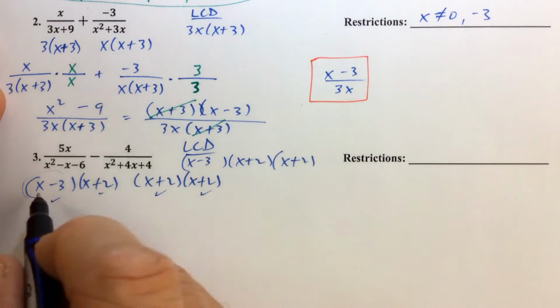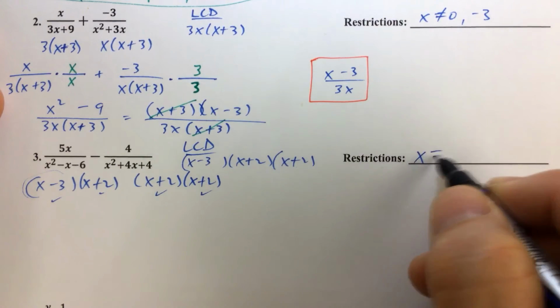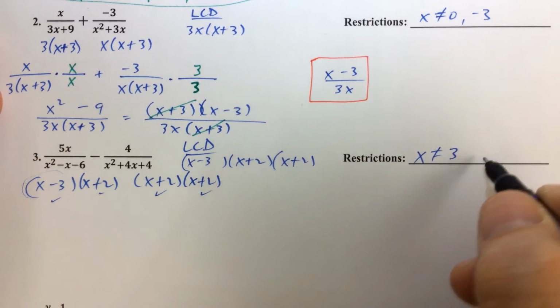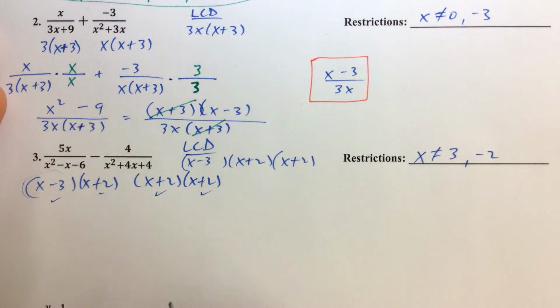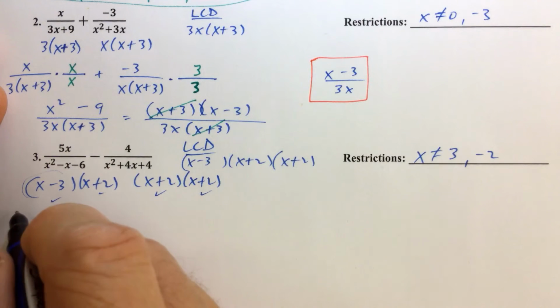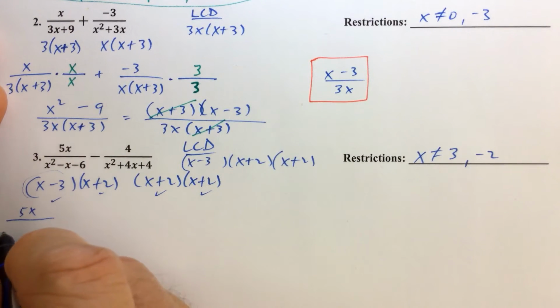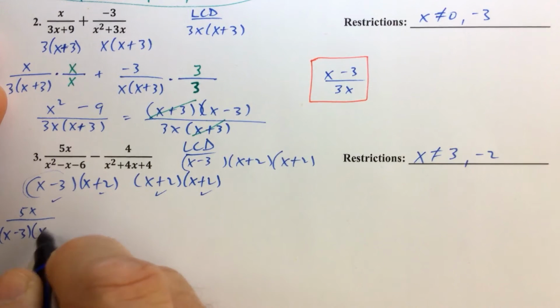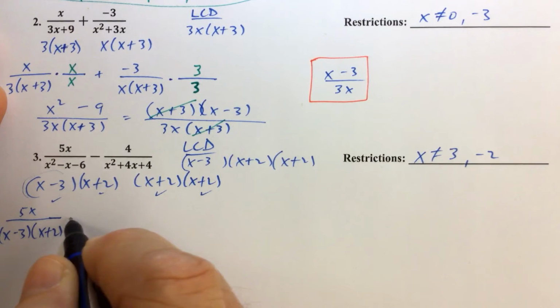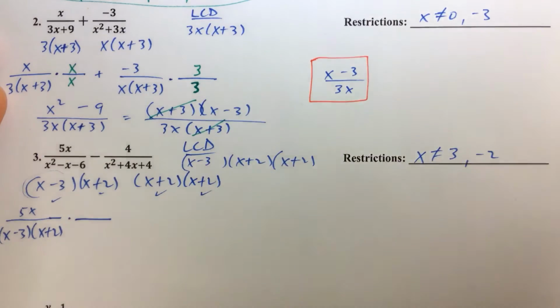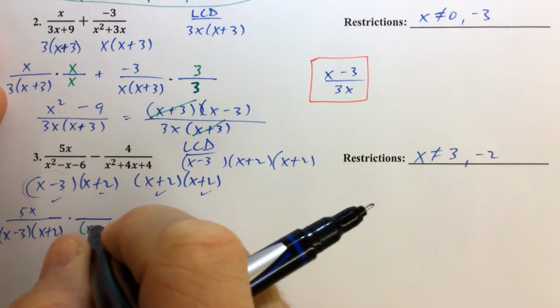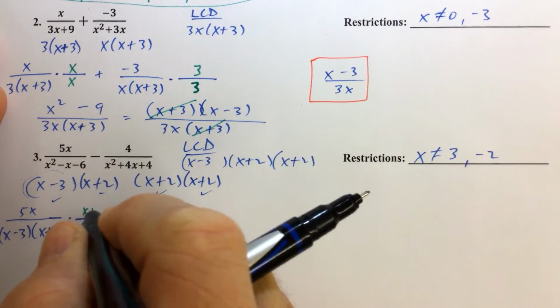Our restrictions are whatever makes these denominators equal to 0. So x is not allowed to equal 3 or negative 2. And now we take our first fraction and we multiply top and bottom by whatever factor in the denominator is missing, and we can see we need an x plus 2 top and bottom.